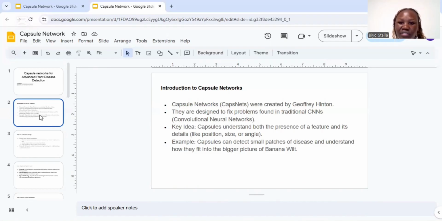The key idea of these capsule networks is that the capsules understand both the presence of a feature and its details. Unlike the CNNs, the capsules check if a feature is there, for example, the position, the angle. They can analyze tiny disease patches on banana leaves while understanding the bigger picture.